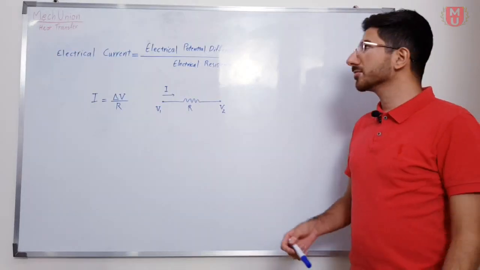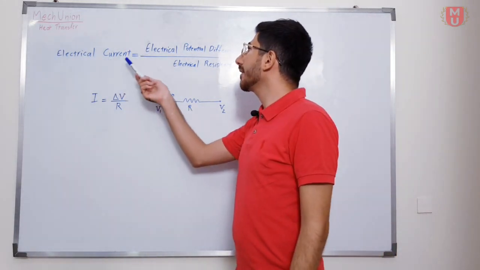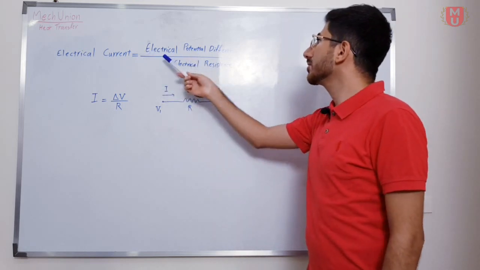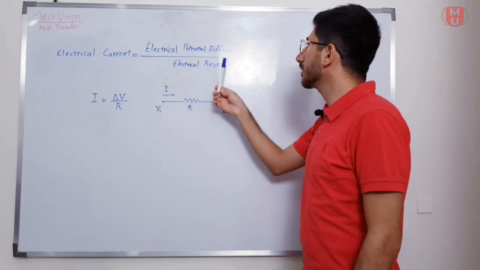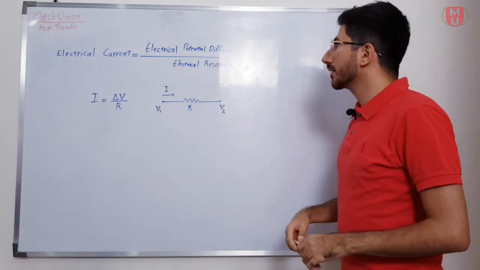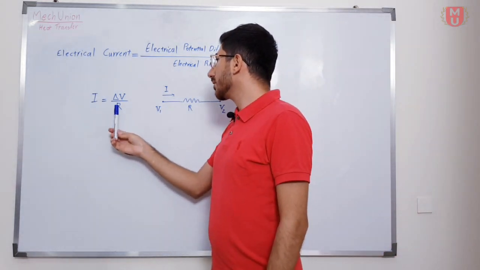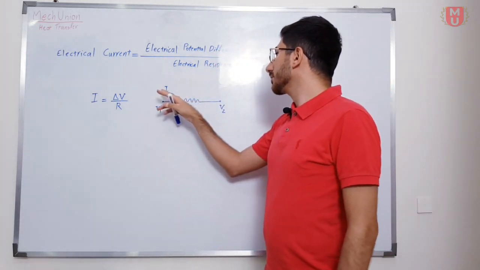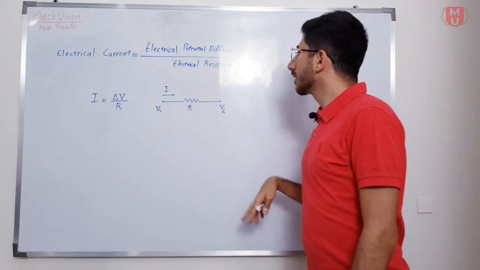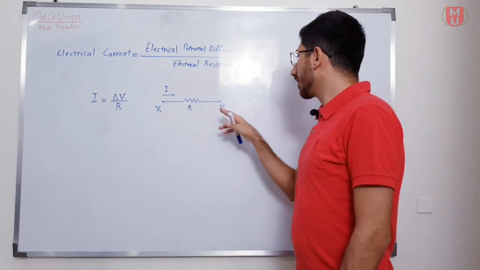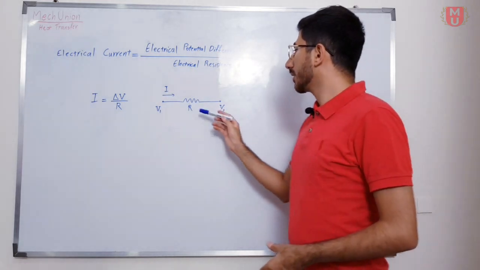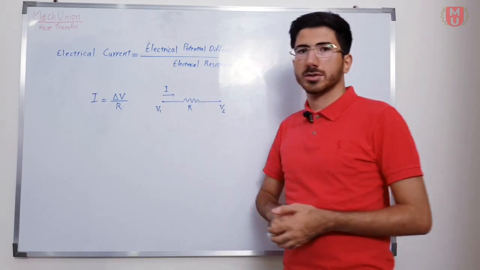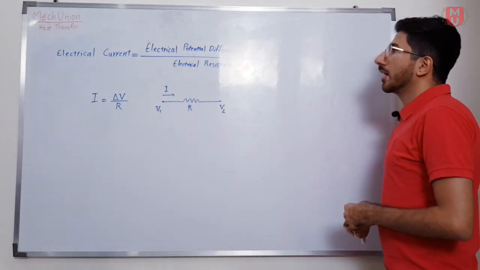Okay, as you might know, the electrical current in electricity equals electrical potential difference over electrical resistance, and that we show by I = ΔV over R. Electrical current runs in the coils between potential V1 and V2. If we have a resistance like R, you might think of it as a lamp or something else.